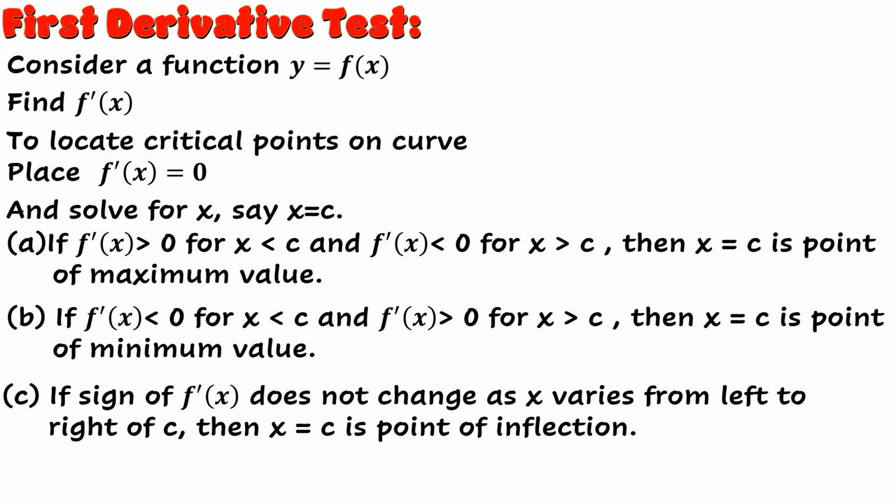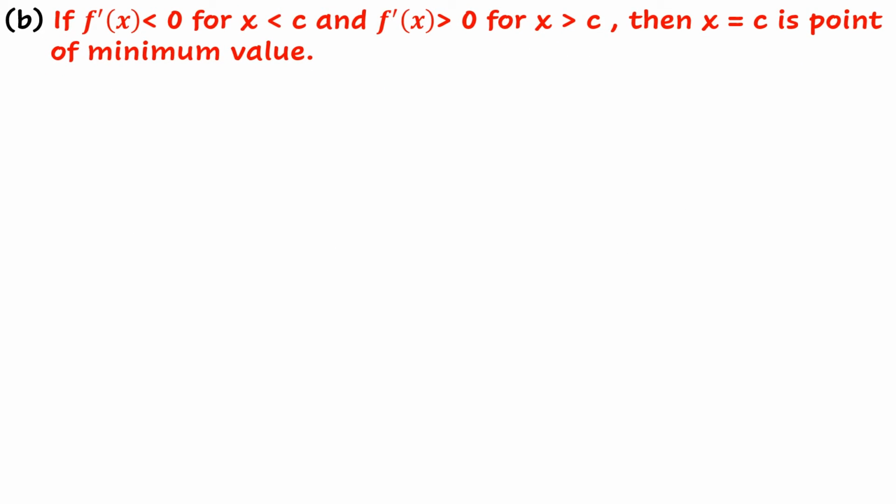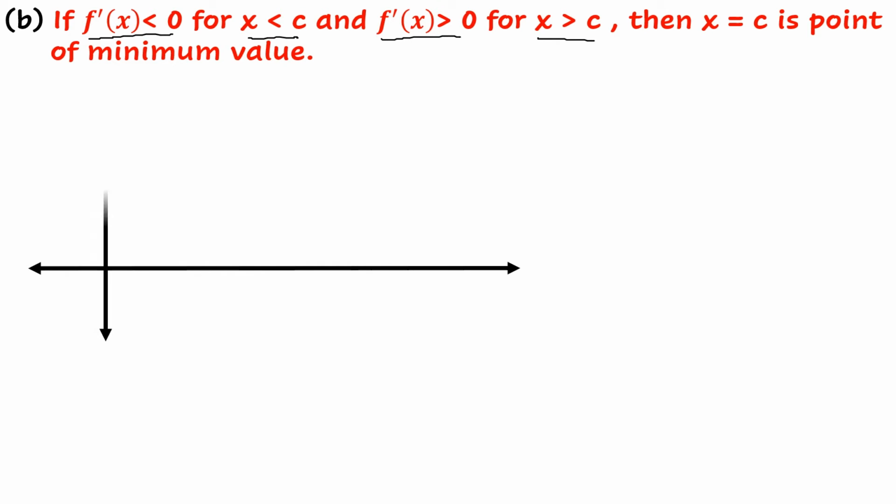Now we discuss the second point of the statement. Here f dash x is less than 0 for x less than c and f dash x is greater than 0 for x greater than c. Let's explain this by graph of a curve. We draw the graph of a certain portion of a curve. Suppose this point is x is equal to c.